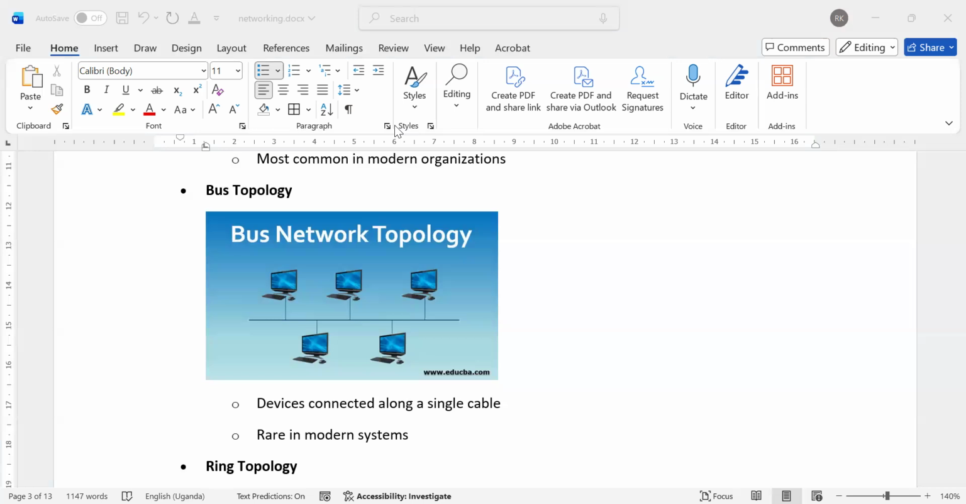I was saying, bus topology: all devices connect along a single cable, and it is rare in modern systems. If a technician comes to your organization and does this, better chase him away.